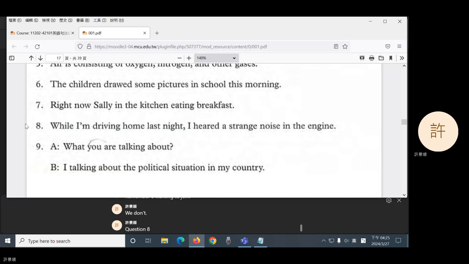Number eight. Question eight. Okay, is this spelled correctly? Spell, it's wrong, right? Yeah, okay, good. So last night is in the past. This should be was driving, or if you're lazy, drove. And then heard is H-E-A-R-D. There's no E in the middle, right? Good. And number nine.